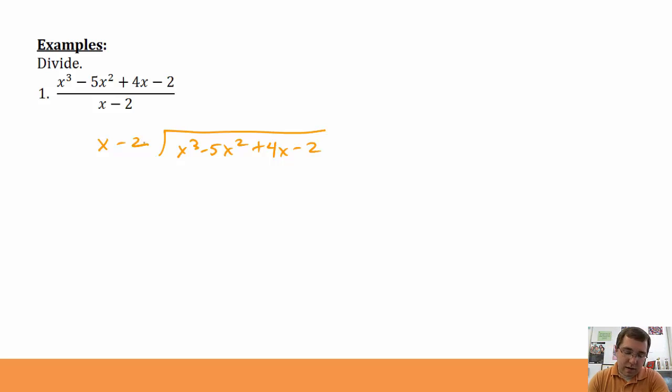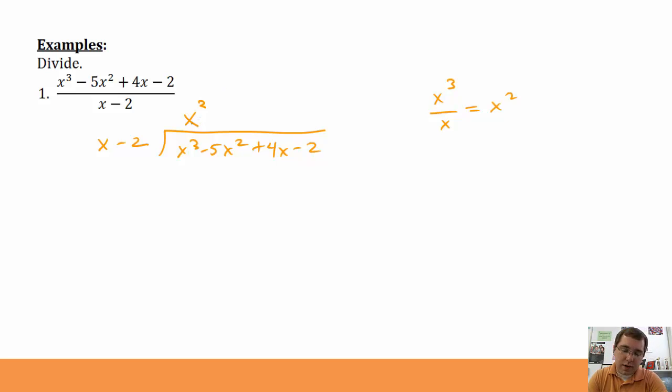And here's the process. We take the highest power term that's underneath, which is x cubed, and we divide it by the highest power term that's outside, x. So we're going to take x cubed divided by x. Okay, well, x cubed divided by x is just x squared. We cancel one of those x's out of the x cubed. So we write x squared above the x cubed term, because that's what we divided.